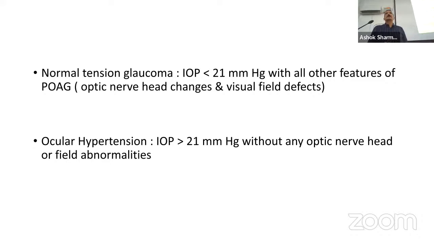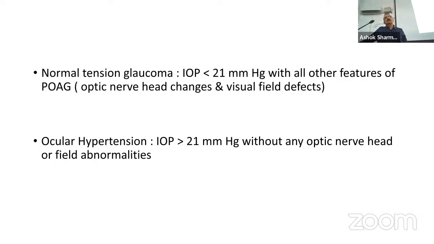Normal tension glaucoma, as I said, has all features of glaucoma, optic nerve head changes and visual field changes that are documented, but the pressure is normal. So there are two possibilities. Either you are missing something, you are measuring intraocular pressure at a time when it is normal, so you can go for diurnal measurement at different times of the day, or it may be really normal tension glaucoma. It is a known entity.